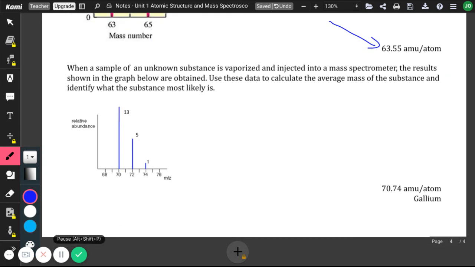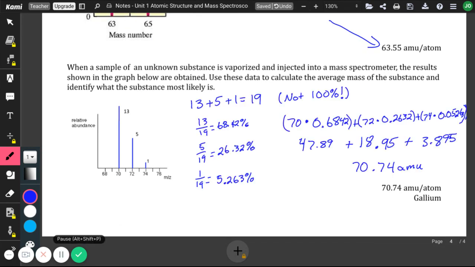Okay, so hopefully y'all paused the video. So now let me show you the answer to this. All right, so here is your answer. First thing to note is that these did not add up to 100, so you did need to make sure to find your percent abundance. So we did 13 over 19, that gave us 68.42, 5 over 19, which gave us 26.32, and then 1 over 19, which gave us 5.263%.